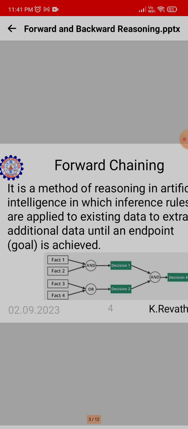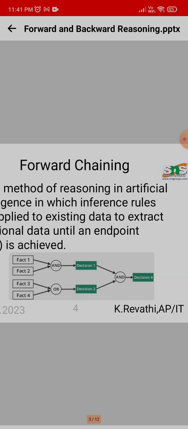Then here the facts are given, facts 1 and 2 are given to the AND gate, then facts 3 and 4 are given to the OR gate. Then it will be given to the inference engine that again gives to the AND operation. Then it will be derived from the data. Then finally the goal is achieved from the facts. This is called forward chaining.